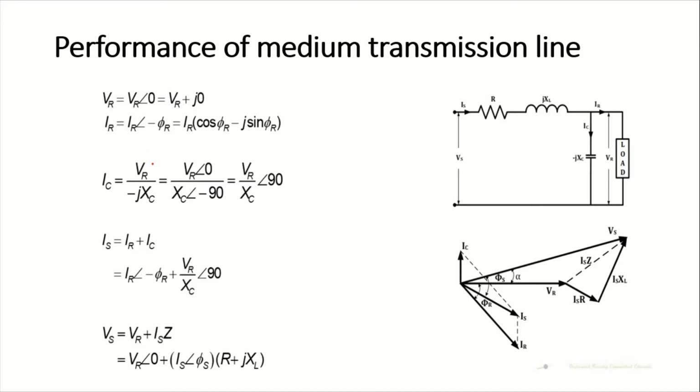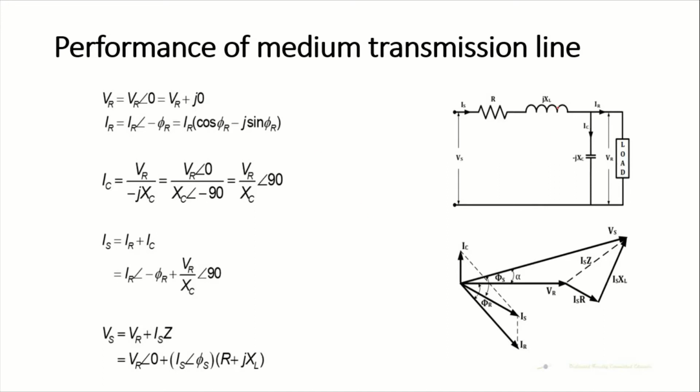Now, from this phasor diagram, take VR as a reference. So VR is in the direction of the x-axis. Since VR is the reference, there is a 0 angle, so we can write VR is equal to VR angle 0, which is equal to VR plus j0.